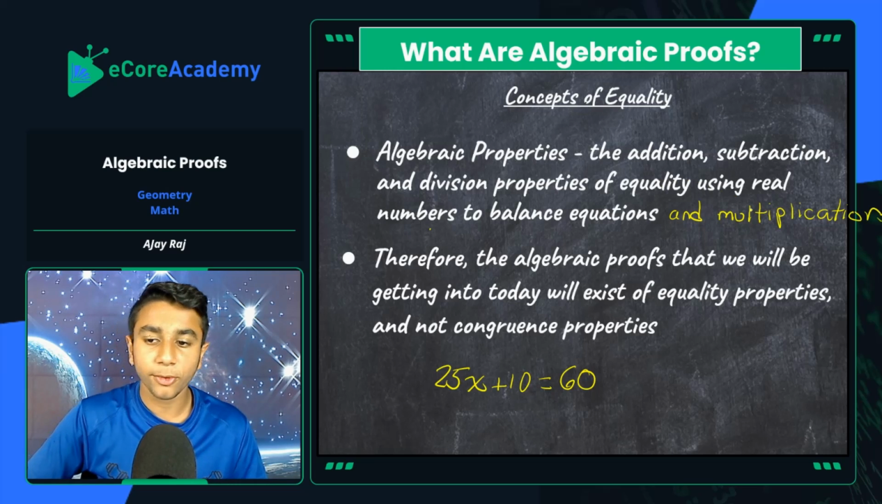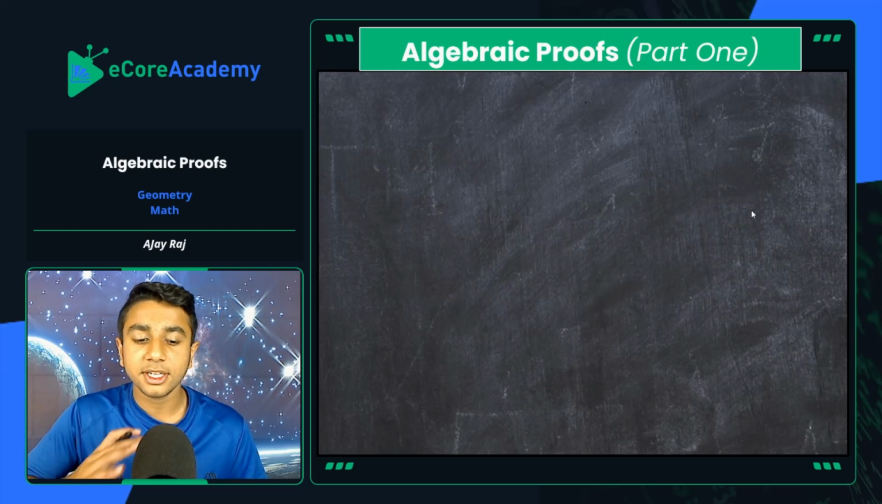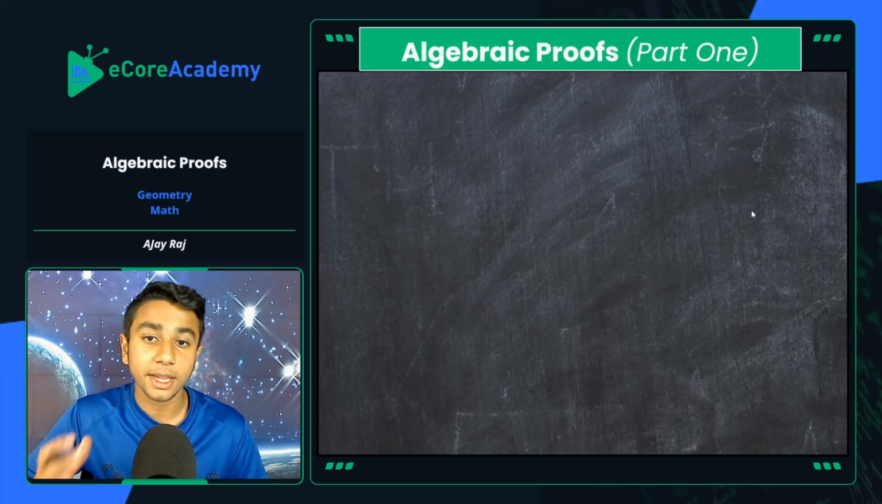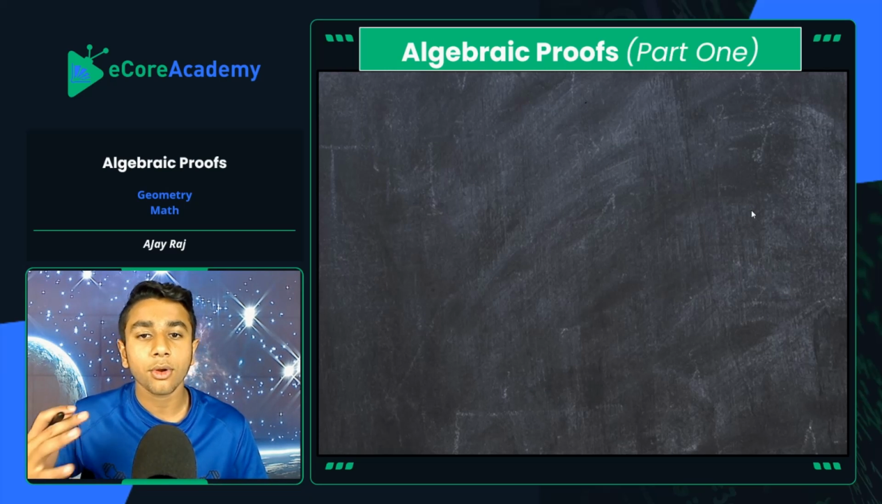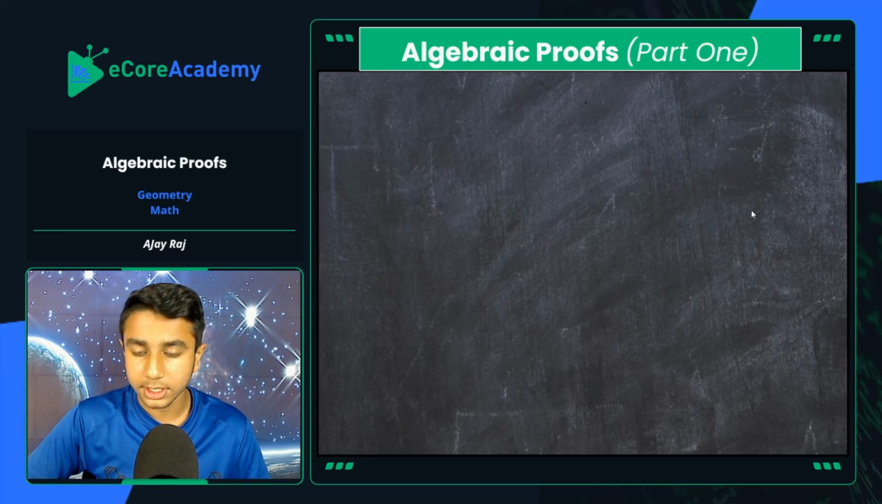All right, let's move on to the next slide. So let's get into what exactly these algebraic proofs are. This is just going to be informative. I'm going to be taking you through each and every one of these basic and main algebraic proofs that are often referred to in geometry, and then we'll try and put them into problem formats so that we can actually derive the solution. So let's get into it.